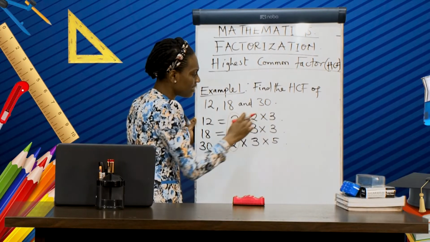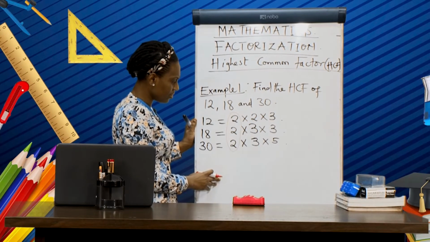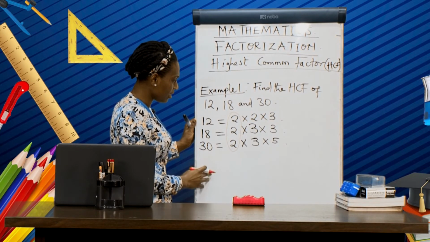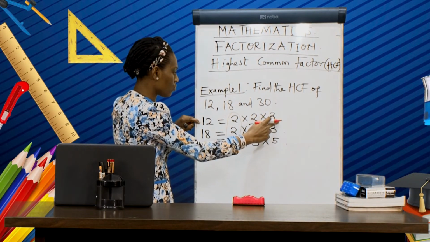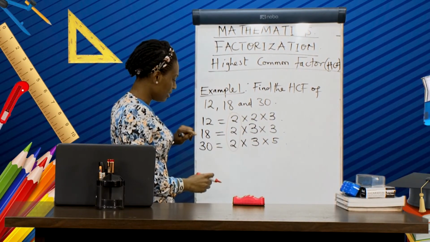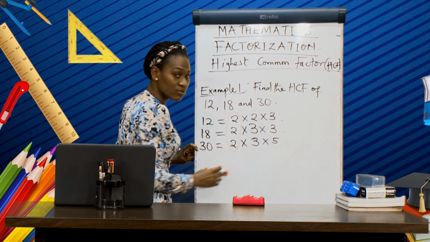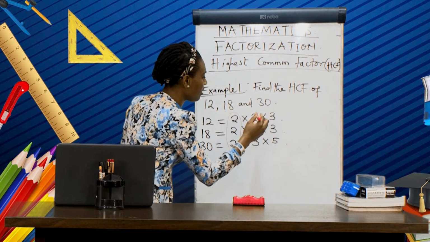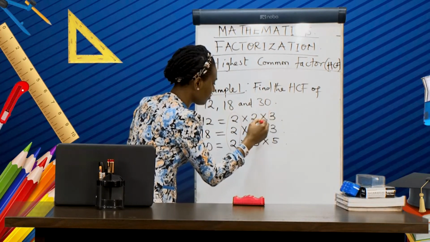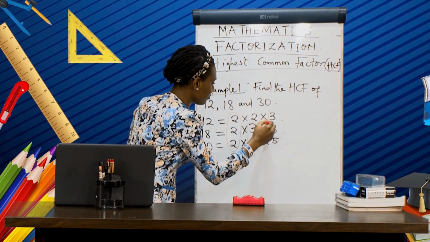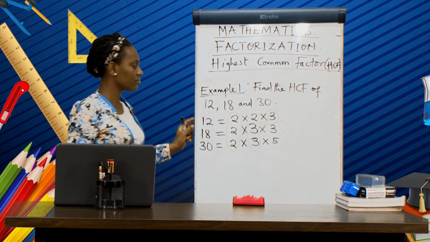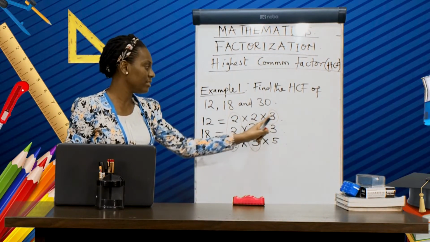The next number here is 3. Let's see if 3 is common to the 3 numbers we are given. 3 is common to 12. We can see this here. 3 is also common to 18, and 3 is common to 30. So here we can see, so we have another 3 common to them.